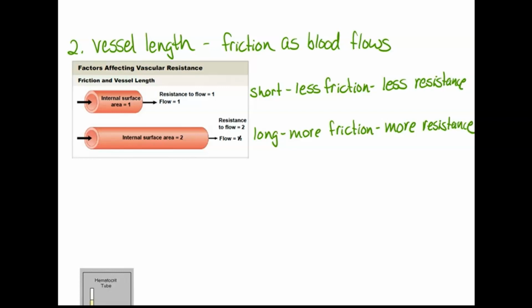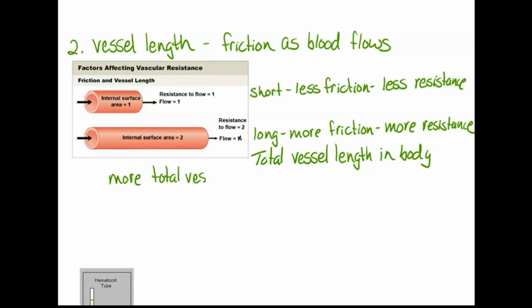So one of the big factors that determines your blood pressure is the total length of blood vessels in your body. We're not talking about one individual vessel. We want to know the total vessel length in your body. Okay, the more total vessel length you have, that means you have more resistance, which means that your heart has to work harder and you have higher blood pressure.